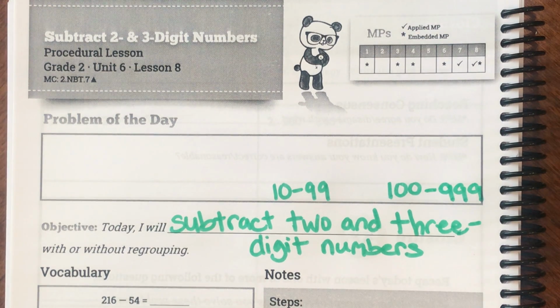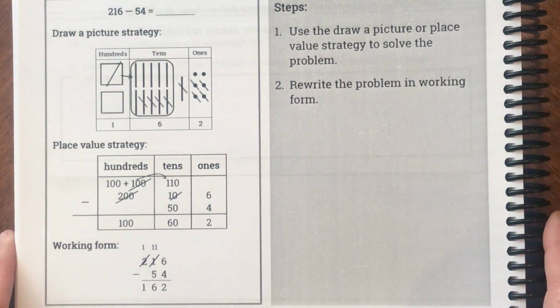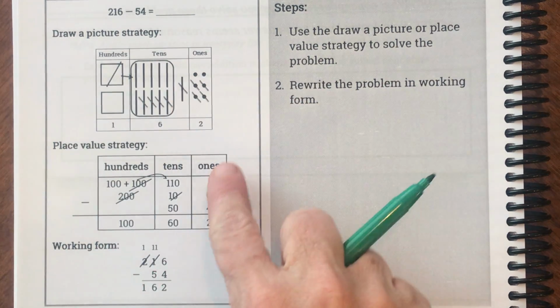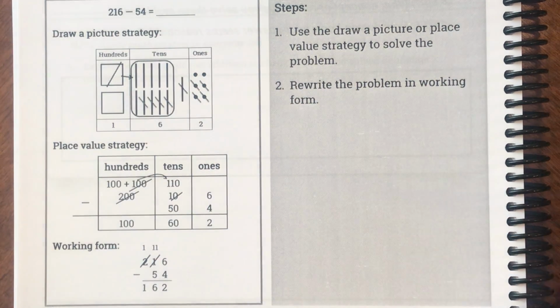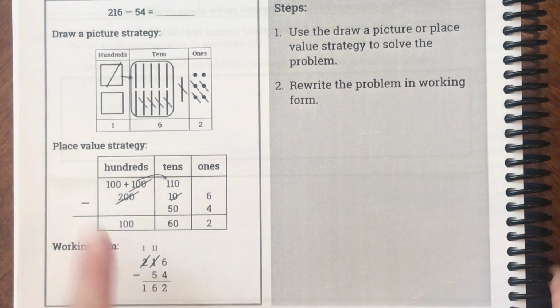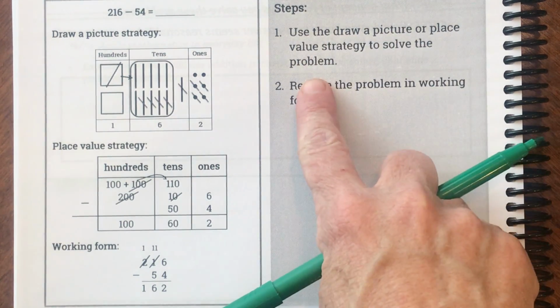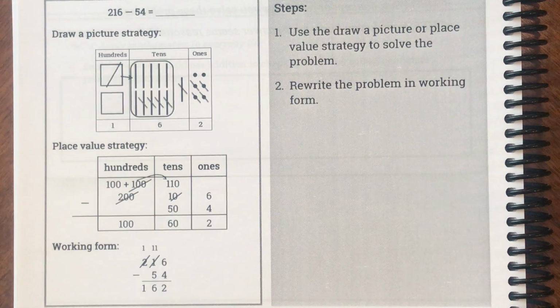With or without regrouping. So today we're not learning something new. We're just going to continue to practice what we've been doing. So let's look at our 2 strategies. The 2 strategies that we've used are our draw a picture strategy and our place value strategy. And then we've also been practicing our working form. So today we're going to use the 2 strategies that we've learned and we're going to do working form for all of our problems. Our steps say use the draw a picture or place value strategy to solve the problem and then rewrite the problem in working form.